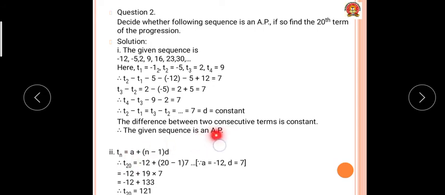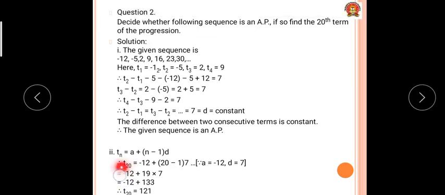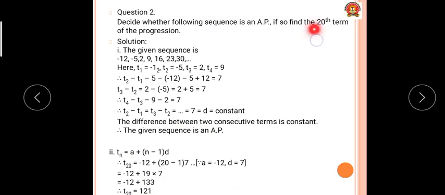Now see, if it is an arithmetic progression, then only we have to find out Tn. So the Tn formula is A plus (n minus 1) into D. A is the first term, n is the number of the term, and D is the common difference. So what do we have to find out? The 20th term. So n is 20. D is 7, which we just calculated. And A is minus 12.